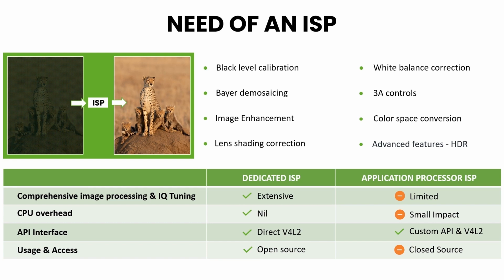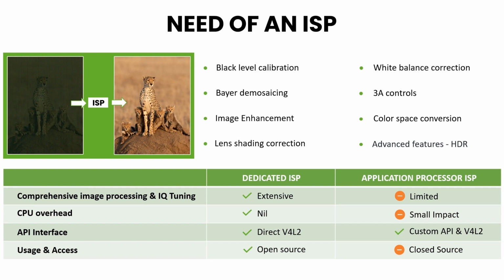Some of the functions that are performed by an ISP are black level calibration, white balance correction, Bayer demosaicing, auto controls of the exposure and focus, and image enhancements such as sharpness, denoising, etc. Also, some ISPs can even perform color space conversions from RGB to YUV. All this processing is done in real time, so the end user does not even know that all this processing is happening in the background.